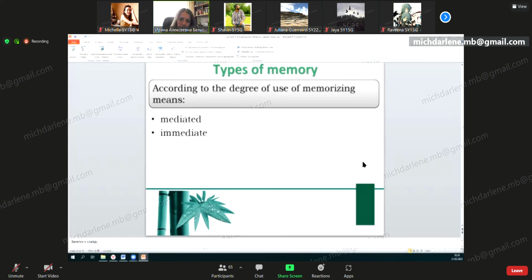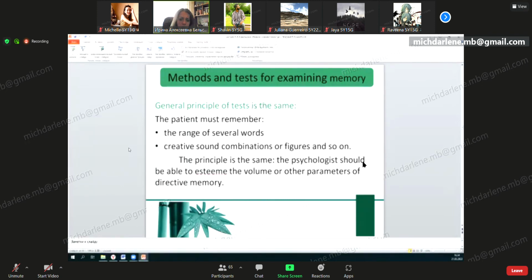What about examining memory? There are a lot of different tests for examining directive memory, but the general principle is the same for all these tests. What is the general principle? The patient must remember a specific range of several symbols. And at the second stage, he must reproduce combinations of figures and so on. The psychologist should be able to estimate the volume or other parameters of directive memory. This is the main principle for examining memory with these tests.